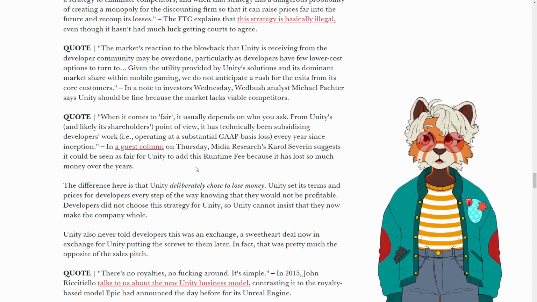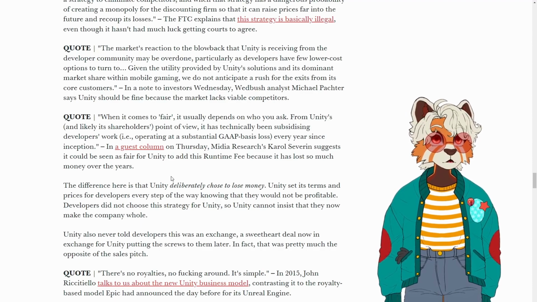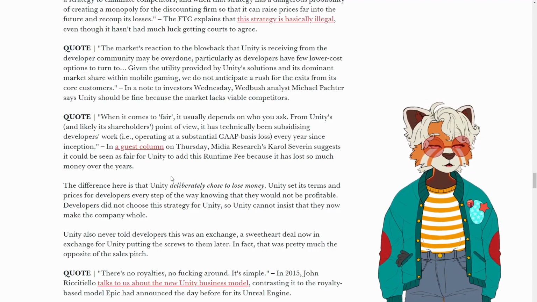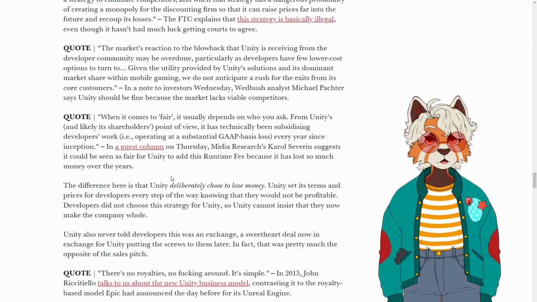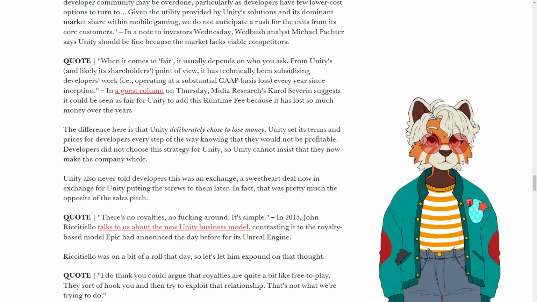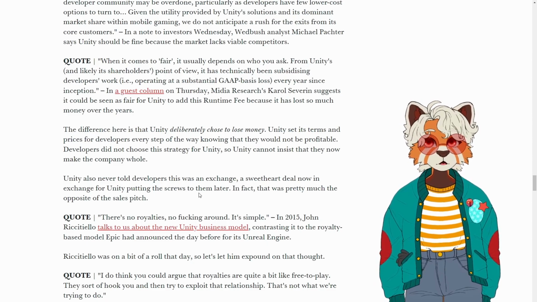The thing is, there's a difference, right? Unity deliberately chose to lose money to build its market share. Set the terms and the prices for developers every step of the way, knowing they would not be profitable. Developers did not choose the strategy for Unity, so Unity cannot insist that they now make the company whole. Unity also never told developers this was an exchange. Sweetheart deal now in exchange for Unity putting the screws to them later. In fact, that was the opposite of the sales pitch. I think this is where Unity is potentially going to be in trouble, right?